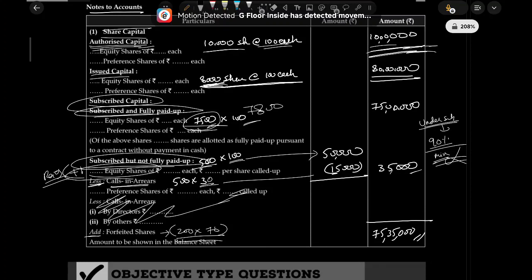Okay, so the balance sheet format is over. So we will see the sum which is related to the balance sheet. Okay, shall we see the balance sheet or go to forfeiture? Shall we see the balance sheet? Okay.